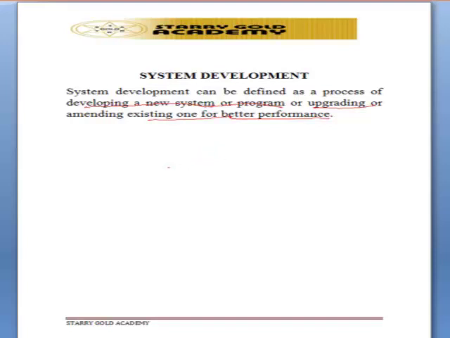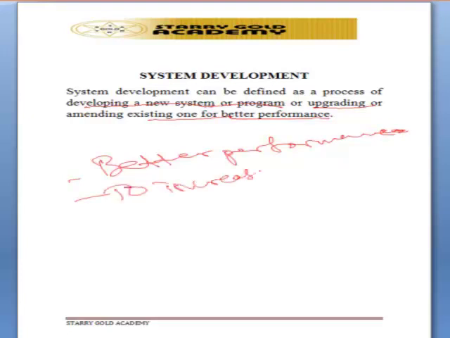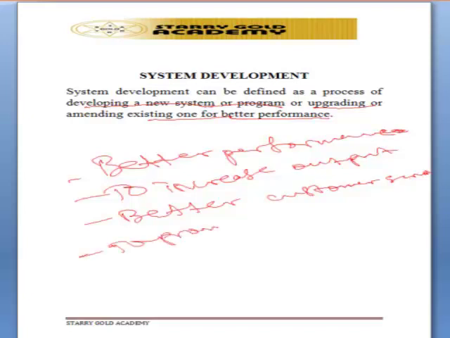There are so many reasons why we might need to develop a new system. Maybe for better performance, maybe to increase productivity or to increase output. Then better customer service. Then to promote corporate image.